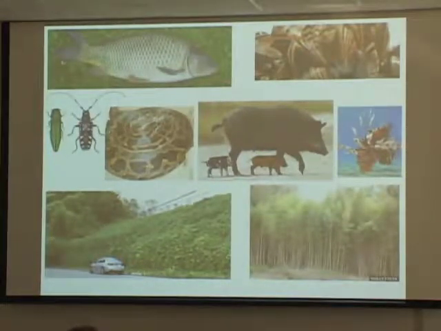Invasive species are organisms that have been transported purposely or accidentally to a different area, and they are harmful in their new environment. You probably know at least some of the invasive species I'm showing here: aquatics like Asian carp, zebra mussel and lionfish, insects like emerald ash borer and Asian longhorn beetle, vertebrates like python and wild boar, and plants like kudzu and bamboo.